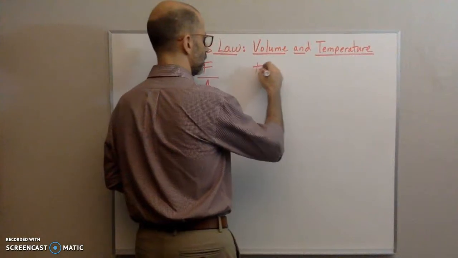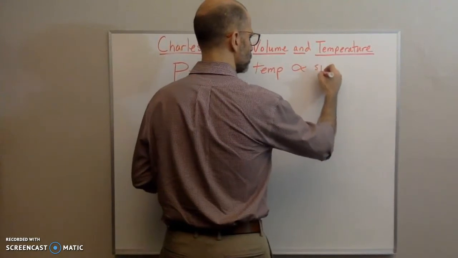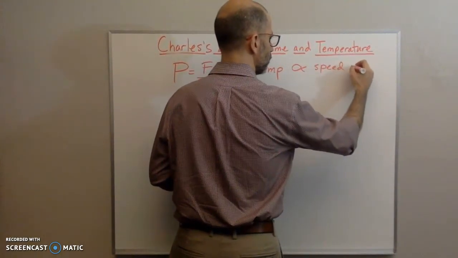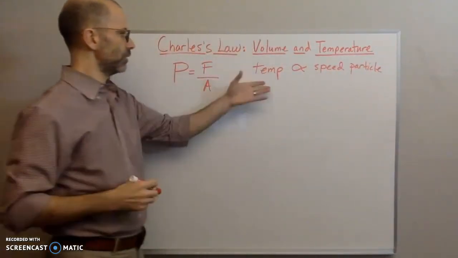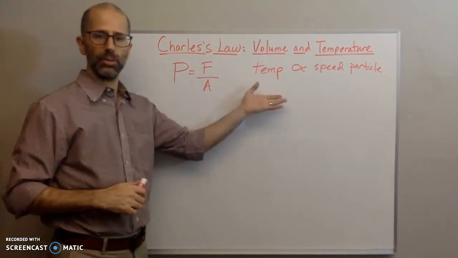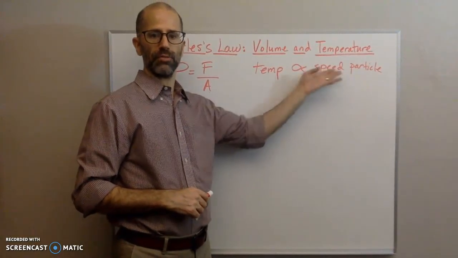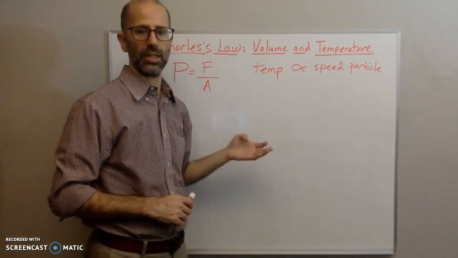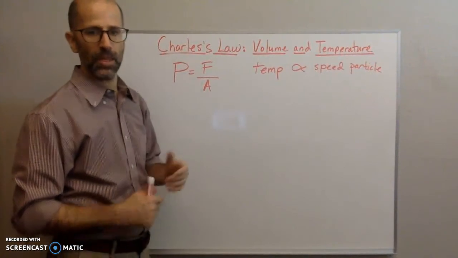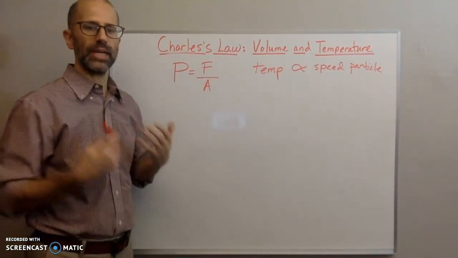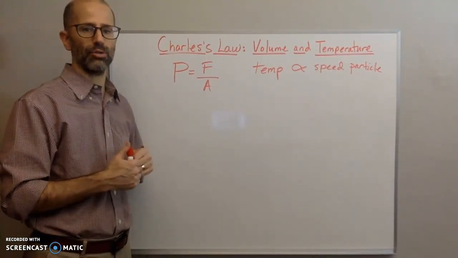Temperature is related to, or proportional to, the speed of particles. That means if you increase the temperature, you're increasing the speed of the particles, and vice versa. If the particle speed increases, then the temperature is going to increase as well. If you decrease temperature, then you're going to decrease the speed of the particles. But then think about what happens when you increase or decrease the speed of the particles if they're in a container, and how that relates to pressure.